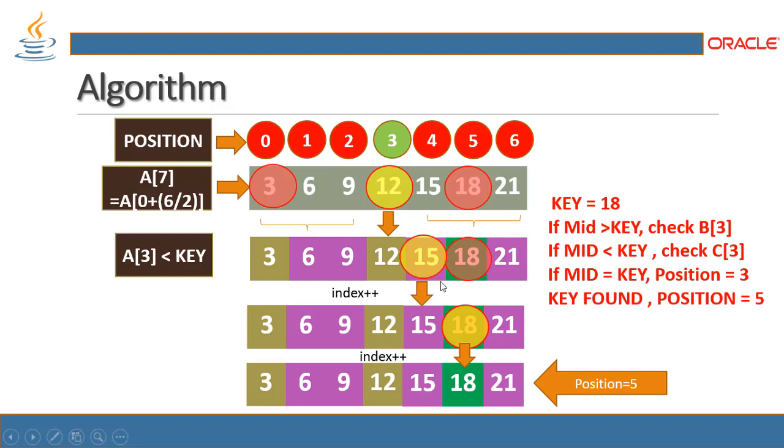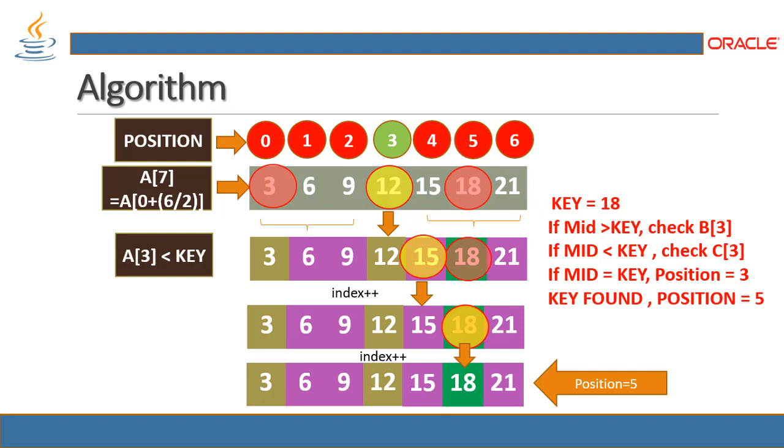And when it says that it is still lesser, then the pointer is again going to move up and check with the 18, and here the element is found. So this is how the binary search algorithm searches. This is how it works.